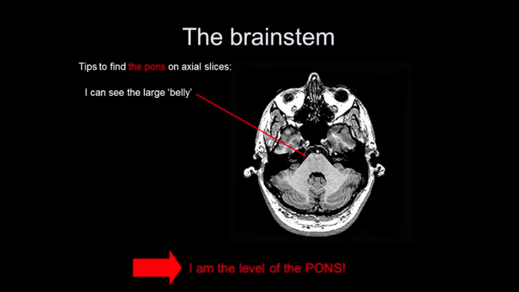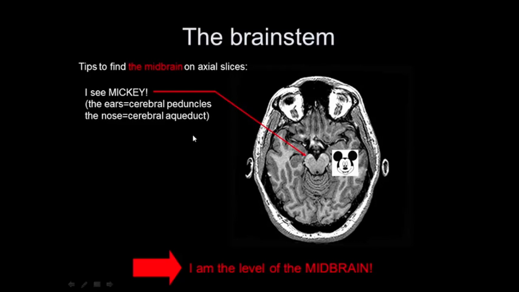Now I'm going to move a little higher up, and I see again the cerebellum, and I do see a large belly here. This large belly is connected by this large bundle of fibers. So this is the middle cerebellar peduncle, and this is the pons. When you see the belly, it's easy, I think. So how do you identify?